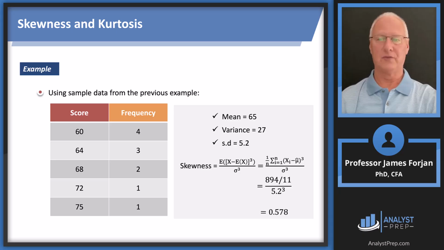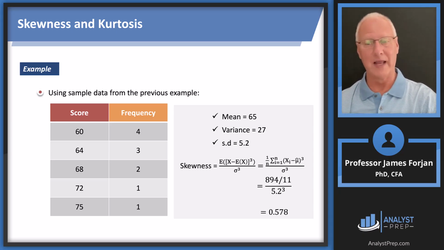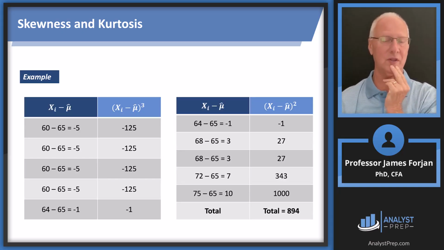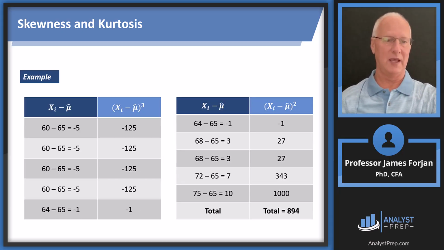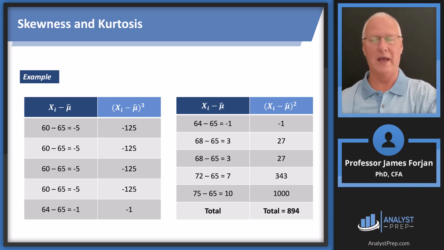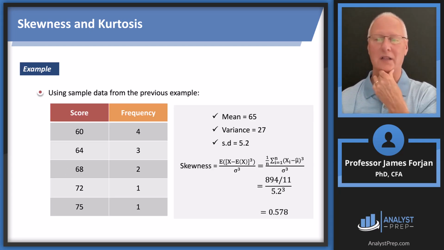All right, so notice in the numerator there we have 894 divided by 11, and then there's the standard deviation cubed. Do you want to do this the long way? So let's take the 60s. There's the 460s and the 364s, etc. So do all that, and you sum them, you get 894. So there's the 894 divided by 11, and there's 0.578. And that is our measure of skewness.